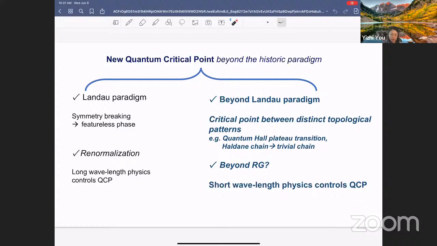However, today in our new type of quantum critical point, it is beyond renormalization in the sense that a large number of short wavelength modes plays an extremely important role. In particular, these short wavelength modes can still survive as the low energy excitation at quantum critical point. And it is those short wavelength modes, or short wavelength physics, that controls and manipulates the behavior at a quantum critical point.